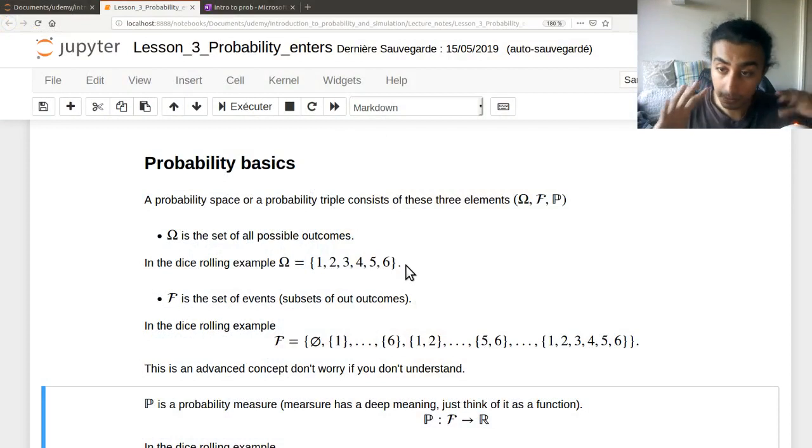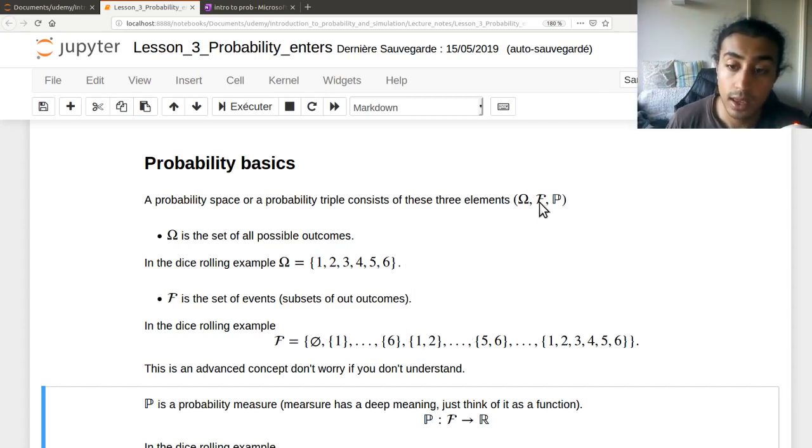So let's start from the start. A probability space, or a probability triple, consists of these three things here. This omega you've seen before, this funny looking F, and this probability measure. Let's just discuss what each of these mean individually.